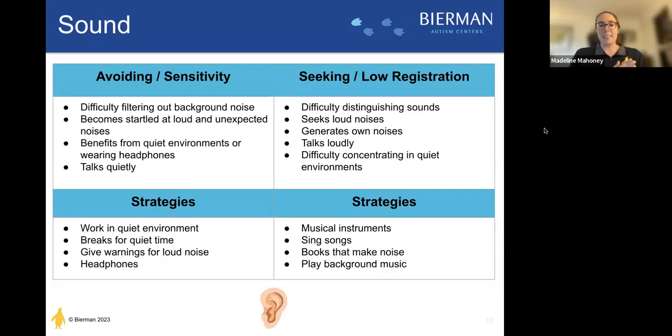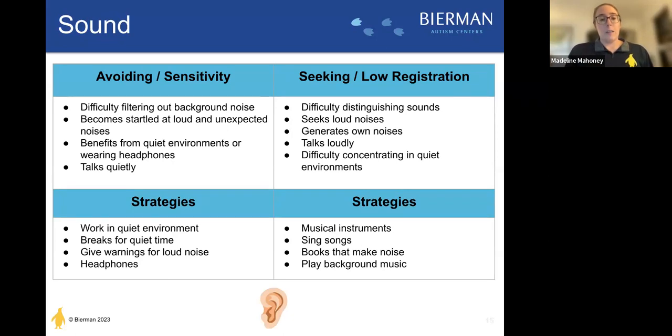Okay, the next sense is sound. So if a kiddo is avoiding or very sensitive to sound, this could present as having difficulty filtering out background noise. It may be that they're very in tune and aware of what's happening in their backgrounds. So they're noticing a lot of little noises that maybe our brains could just block out. Becoming really startled at loud or unexpected noises.